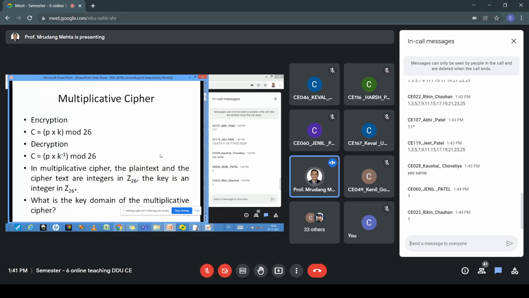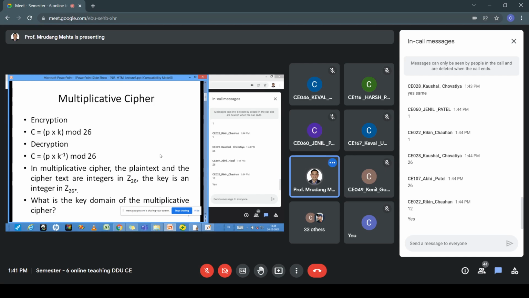In Z26, how many keys are there in total? 26. And here there are 12 keys. So the key domain is actually smaller. In multiplicative cipher, the key domain is smaller.